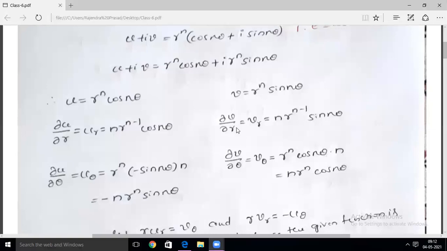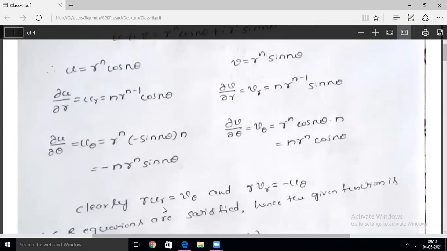V function with respect to r partially, nothing but theta treated as a constant. So that's why sin n theta is kept as it is, and r power n differentiation gives n into r power n minus 1. Next, v function with respect to theta partially, so treat r as a constant. So r power n is kept as it is, sin n theta differentiation gives cos n theta into n. This can be written by rearranging as n into r power n cos n theta. So this is v theta. So we get u r, u theta, v r, v theta.